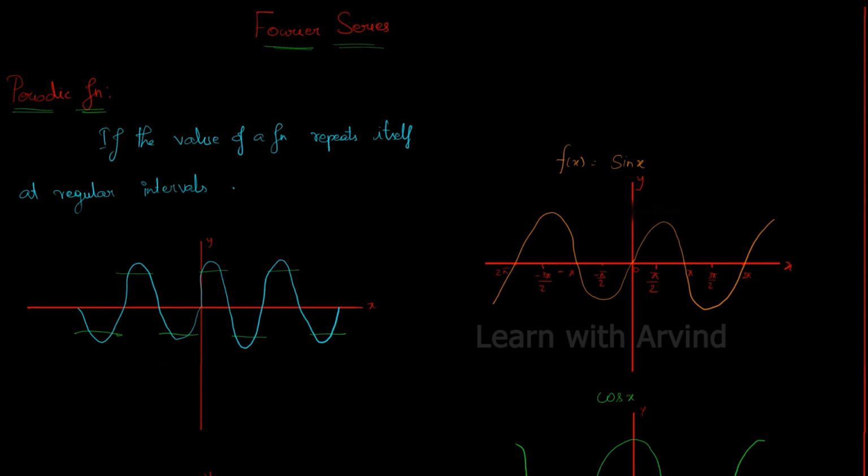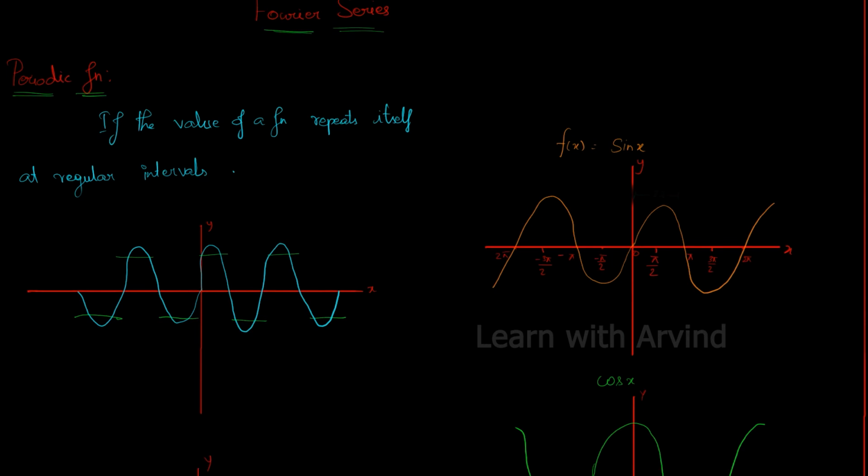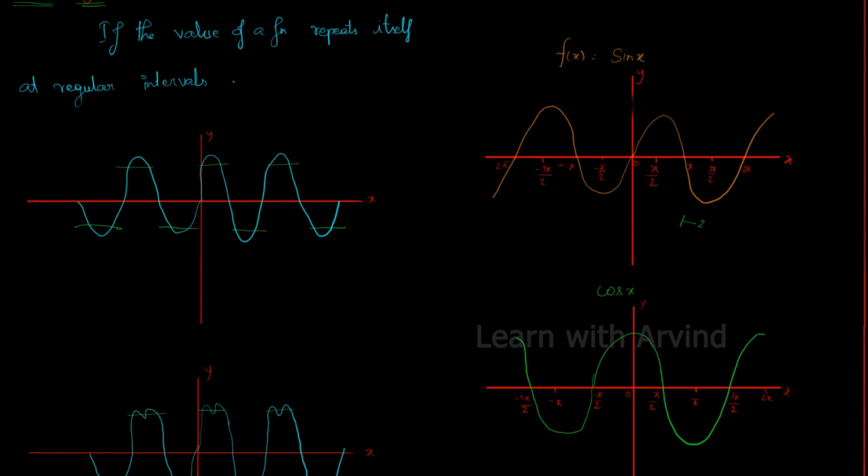If the value of a function repeats itself at regular intervals, this is what we mean by a periodic function. For instance, take a sine function. It repeats its value over a period of 2 pi. It suits for cosine function too. Now take a square function.